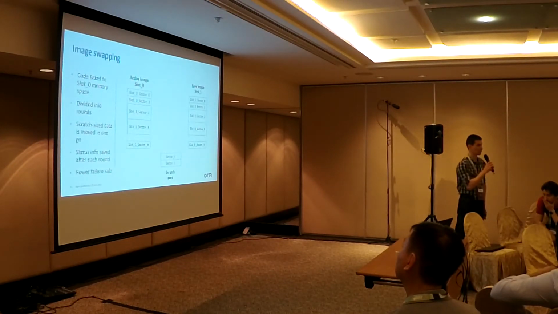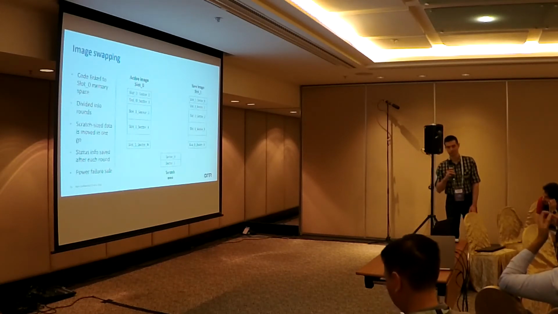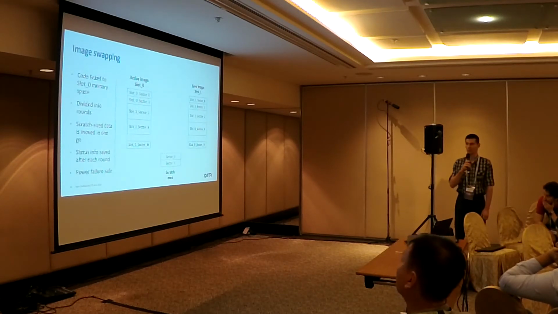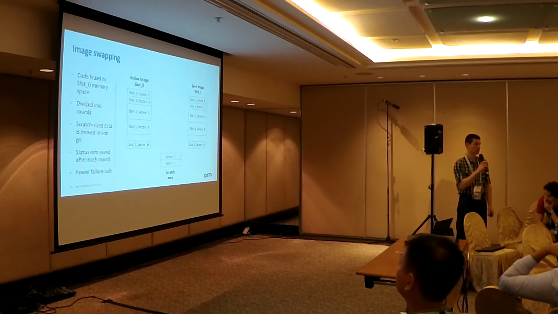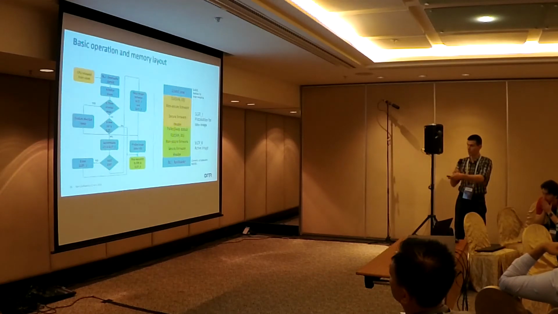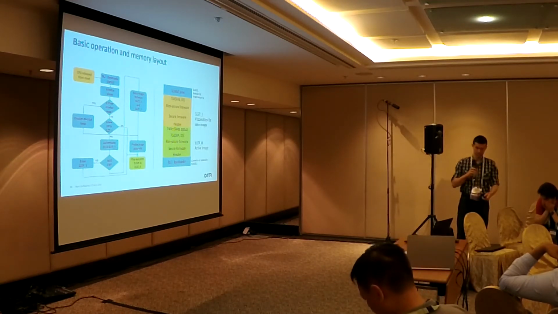Okay, this slide is about how the swapping works. It's divided into rounds, which means that only a small portion of the memory area is copied at once. Compared to the previous slide, there is a third memory partition which was not mentioned before. This is the scratch area. The scratch area is used as a temporary storage place during the image swapping.